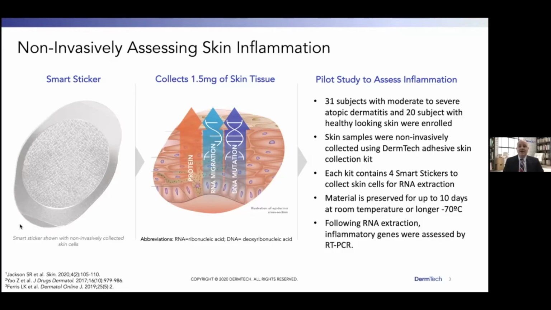Specifically, in this study, we analyzed 31 subjects with moderate to severe atopic dermatitis and 20 subjects with healthy-looking skin. The skin samples were non-invasively collected using the DermTech Adhesive Skin Collection Kit, and each kit contains 4 Smart Stickers that allow us to collect the skin cells as deep as the stratum granulosum, and then preserve those skin cells for RNA extraction. Due to the proprietary nature of the Smart Sticker, the genomic material in this case is preserved for up to 10 days at room temperature, or if we need it for longer storage, we can store it at -70 for over a year. Following the RNA extraction, inflammatory genes were assessed by real-time PCR.